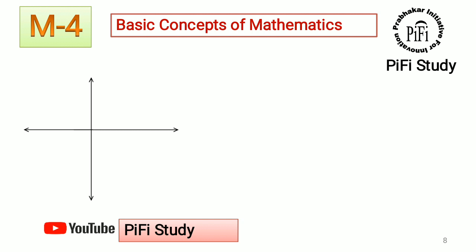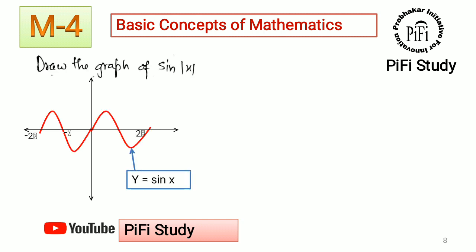So come to the third one. Before going to this, I will tell you one more example. If you have a graph of y is equal to sin x, so you know how to draw the y is equal to sin x, and you need to draw the y is equal to sin mod x. So for this, you need to follow the same concept.